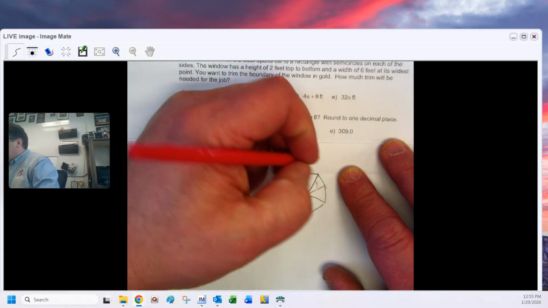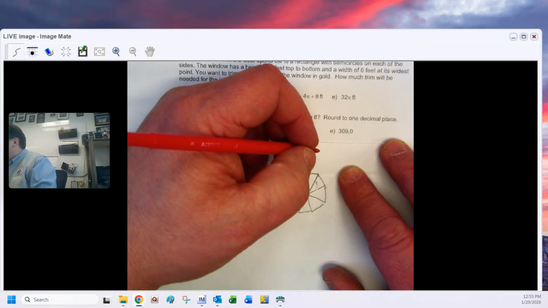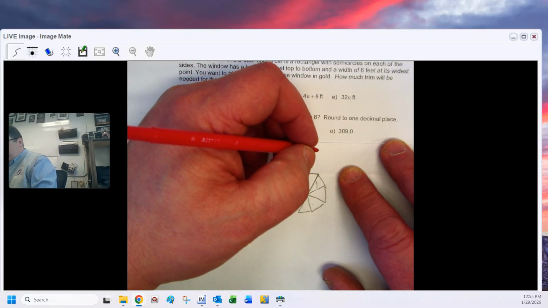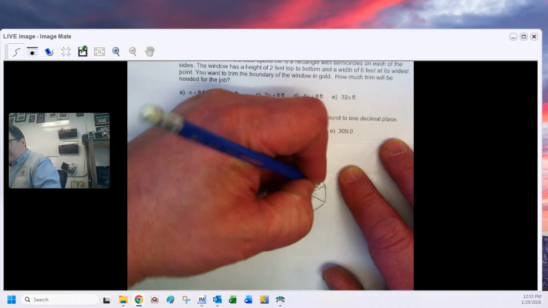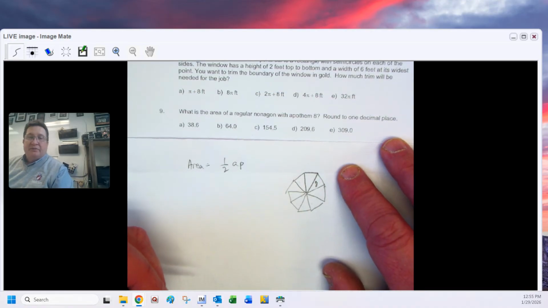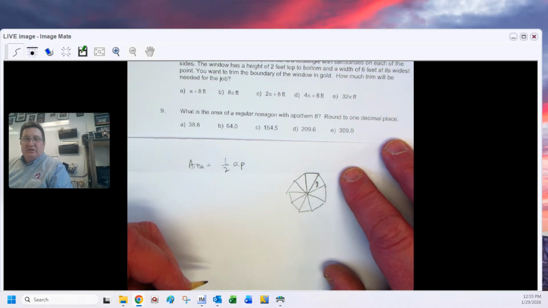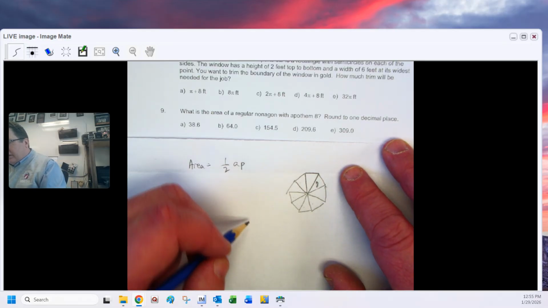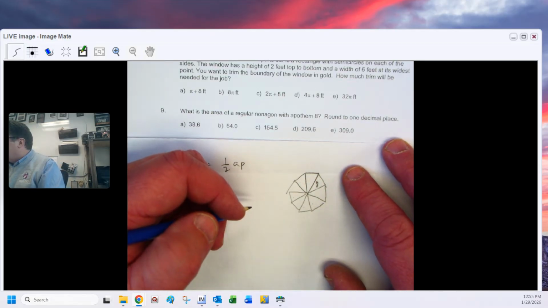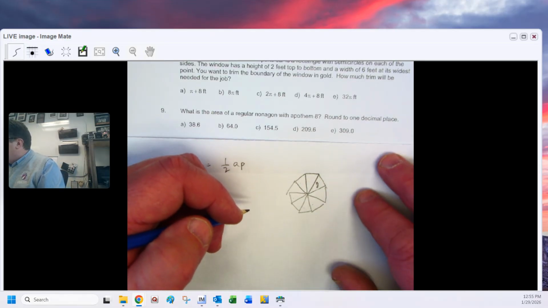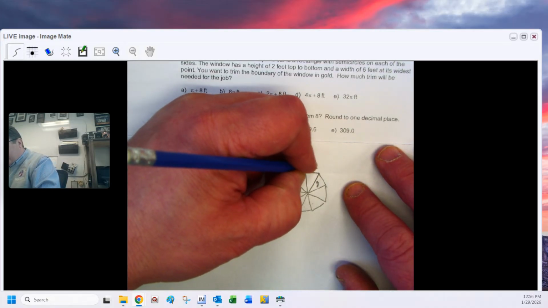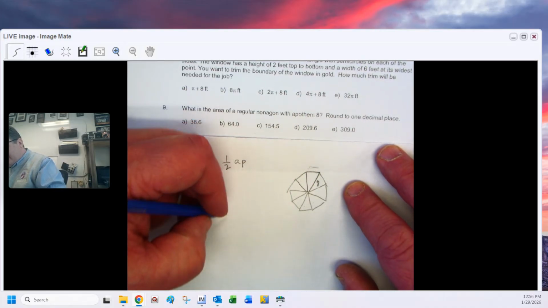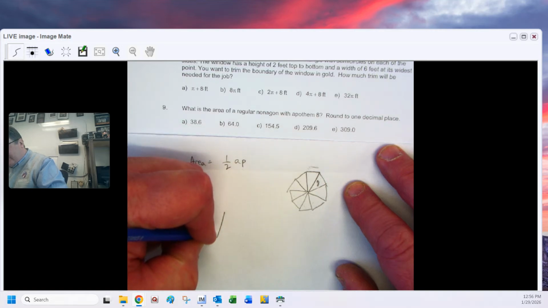I'll just draw that with a red pen maybe. No, I had it right. Okay, and so that's the apothem. Now I'm second guessing myself. All right, so let's do this. We've got to figure out the length of each side, because this P is for perimeter. Let's look at one of these triangles.